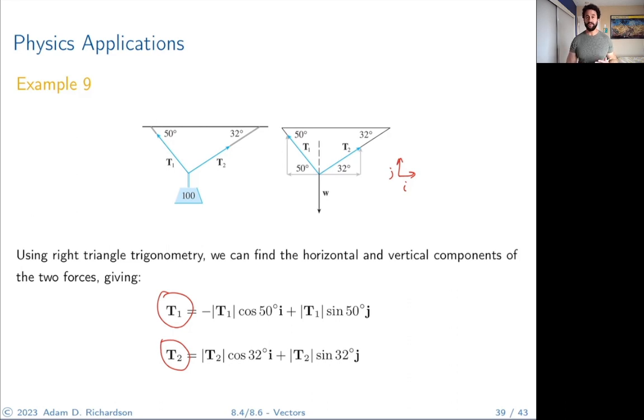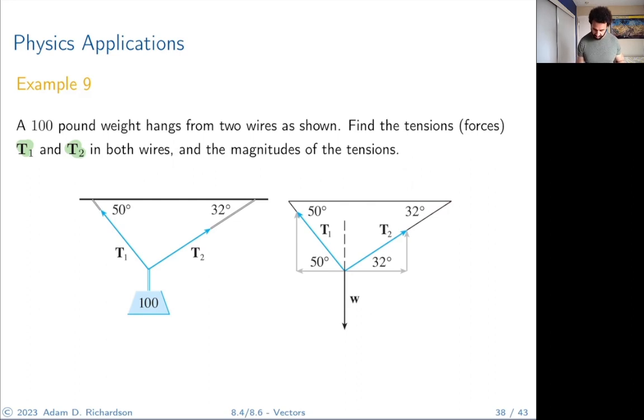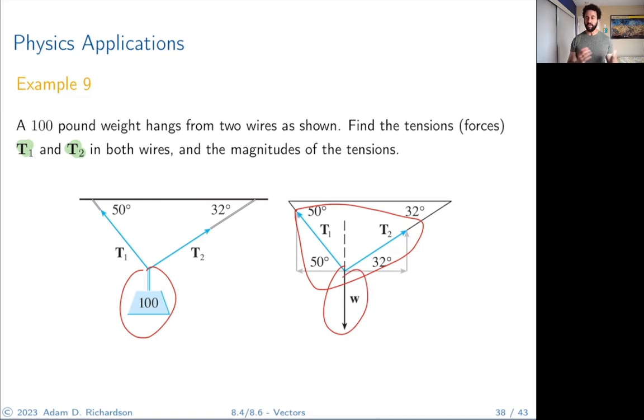And this is where the other information comes into play. Here it says that the weight is 100 pounds. So there's basically 100 pounds of force pulling on the wires, but the weight is suspended there. So the sum of these two vectors is counterbalancing the weight. The sum, T1 plus T2, is giving you the opposite force of that weight, 100.